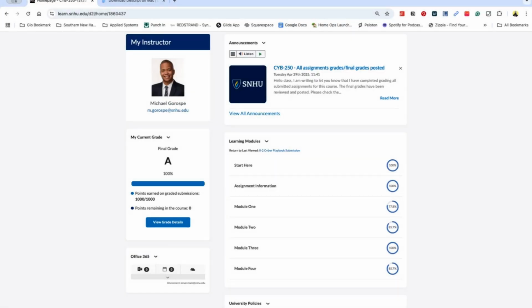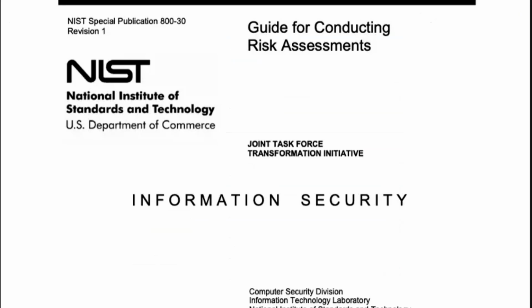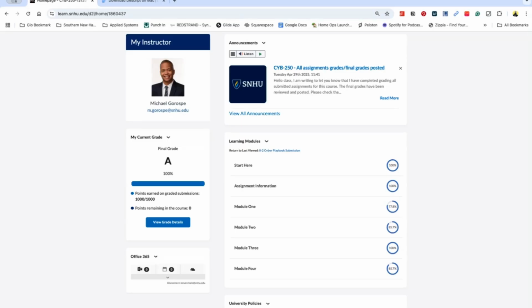What's hard? For me, the most challenging part was getting used to the formal language in the NIST documents. Even though I had read them, they are dry and hard to interpret at first.